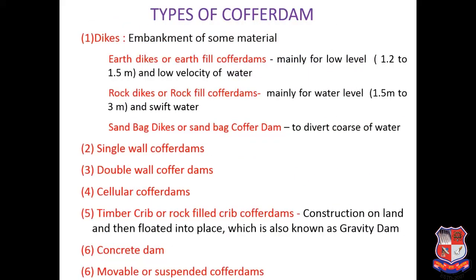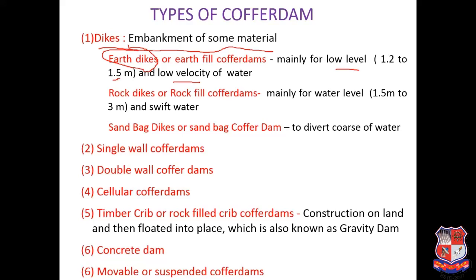Now these are the different types of cofferdams. So just make a list of all the different types, because in examinations it is many times asked. First one is dikes. Dikes is nothing but an embankment of some material, a heap of any material, generally called dikes. These dikes may be earthen dikes, where we make a heap of earth material, so that is called an earth-fill cofferdam. Generally it is used for low levels, 1.2 to 1.5 meter maximum, and since we use earth, we cannot utilize it for water with higher velocity.